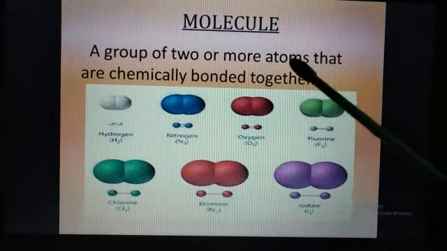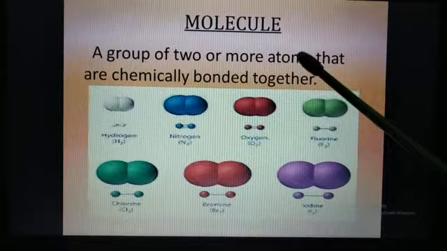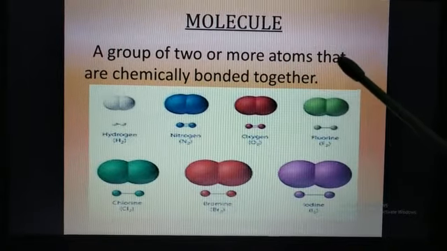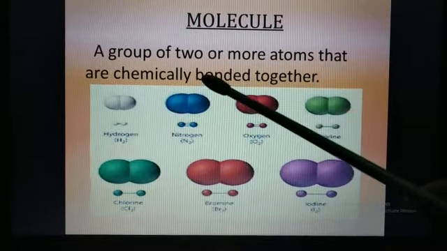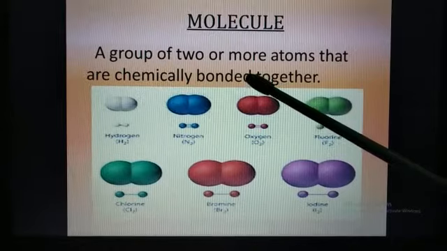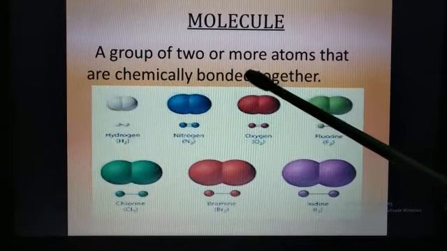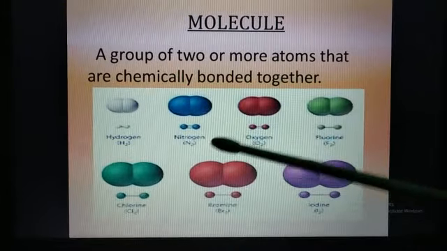Next is molecule. A group of 2 or more atoms. As I have already told you, atoms combine with each other to form molecules. So these are chemically bonded together. What do you mean by chemically bonded? Students, a bond is a type of force of attraction which holds the atoms together.